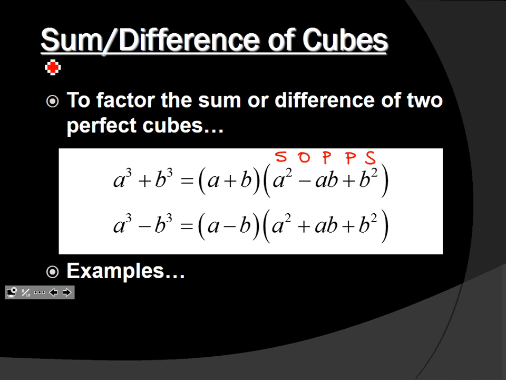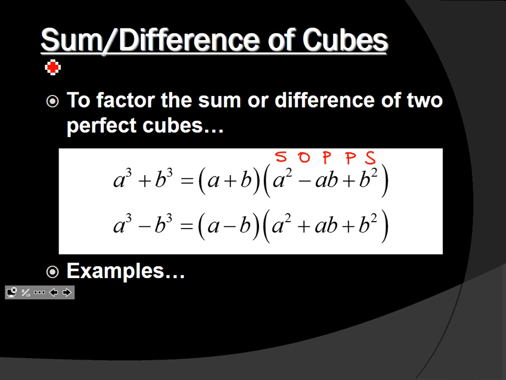Then we do the product. So we're going to multiply the two terms A and B. Then a plus sign, regardless of whether it was a sum or difference. That second P stands for a plus sign. And then we square the last term. So square, opposite, product, plus, square. And that helps us in determining the trinomial that's left over after we've calculated that binomial.